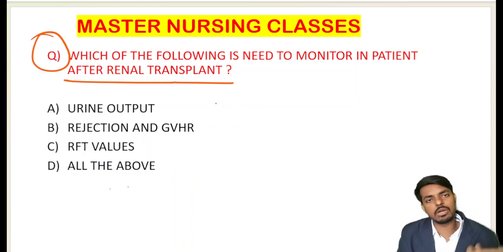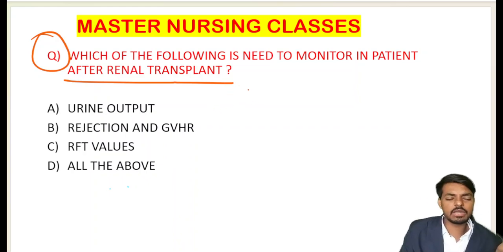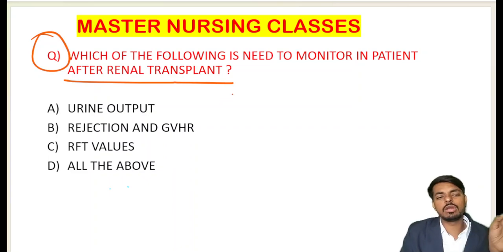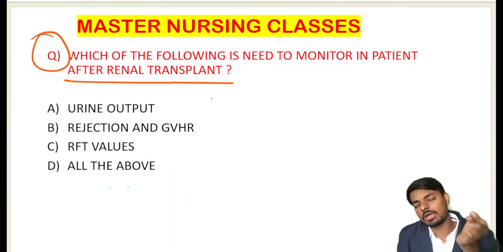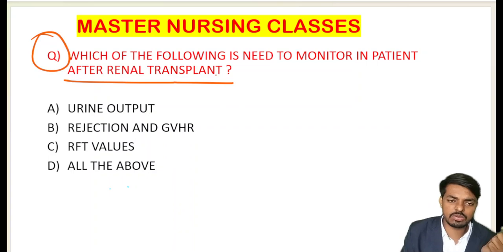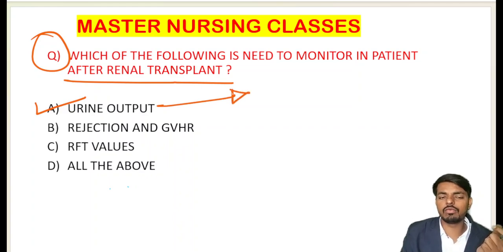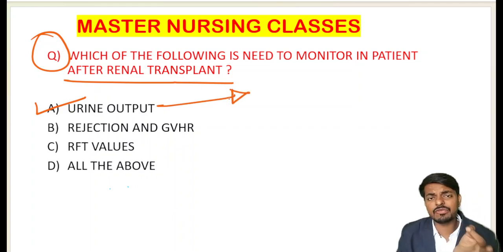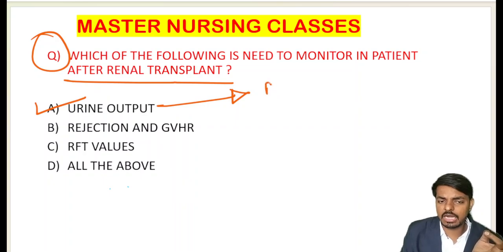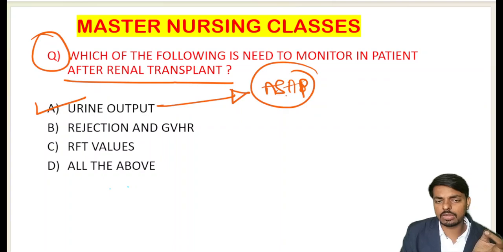So, we have prepared the donor, we have prepared the recipient, and we did the renal transplantation. Now, what are the things we need to monitor in the patient after the renal transplantation? The option is the urine output. Absolutely, we will monitor the urine output. If we take the kidney from a living donor, the urine output will start as soon as possible, within an hour.